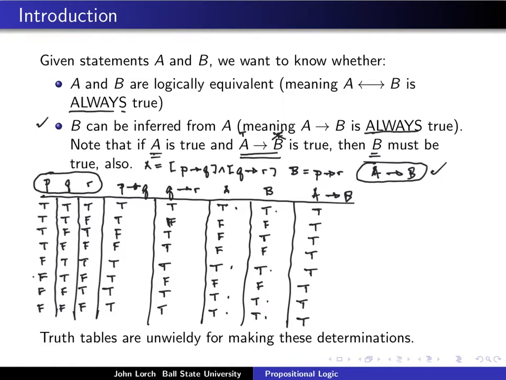So what we want to do is find or think about some other way that we might determine whether an implication, if A, then B, is always true, that does not involve using truth tables.